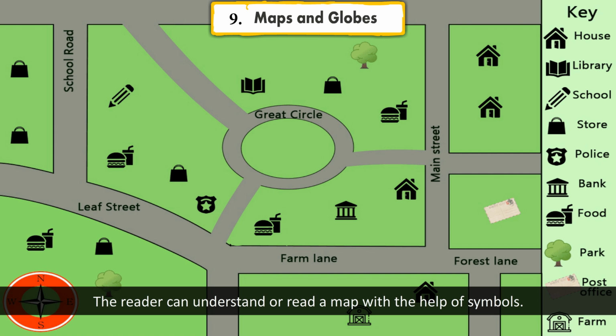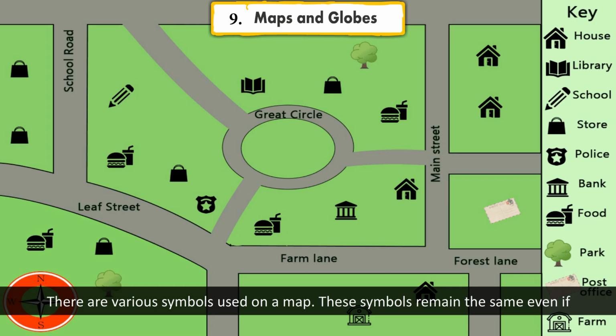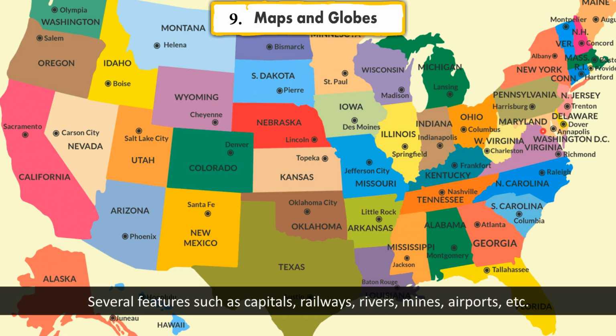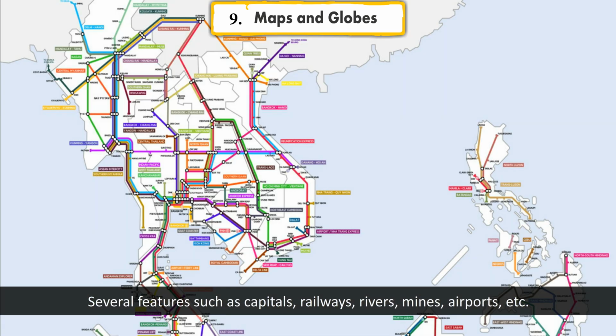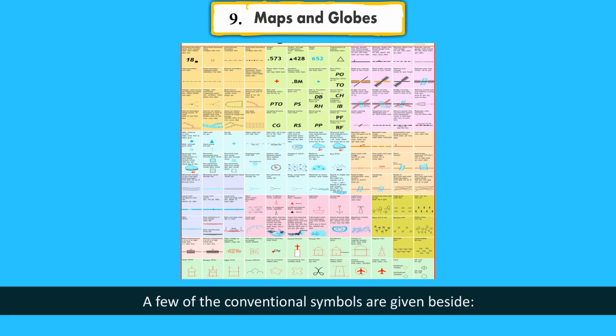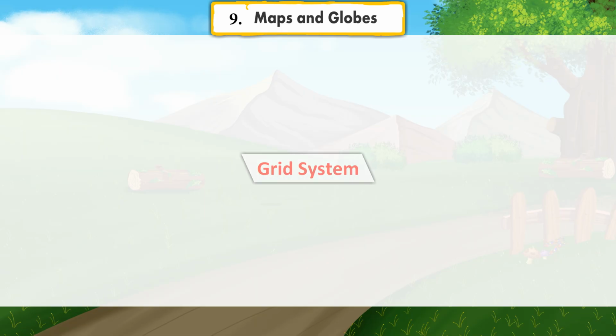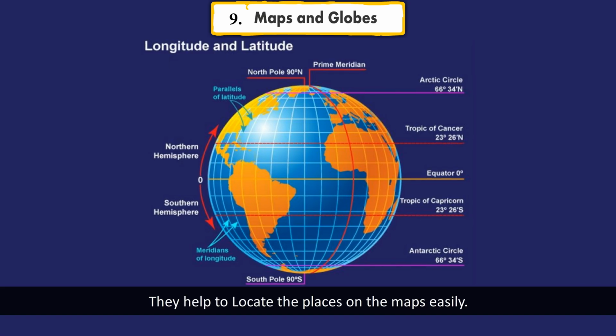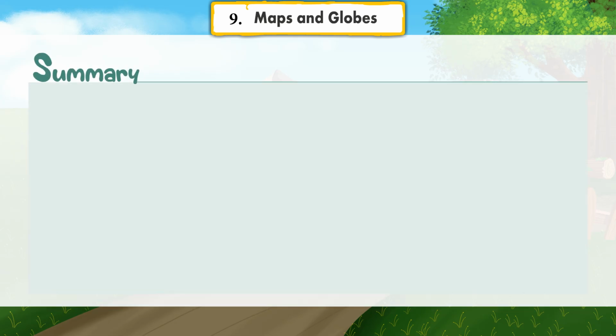Symbols used in a map. The reader can understand or read a map with the help of symbols. There are various symbols used on a map. These symbols remain the same even if we use them in different maps. These symbols are called conventional symbols. Several features such as capitals, railways, rivers, mines, airports, etc. are represented by symbols. A few of the conventional symbols are given beside. Grid system. Have you seen maps with grids of latitudes and longitudes? They help to locate the places on the maps easily.